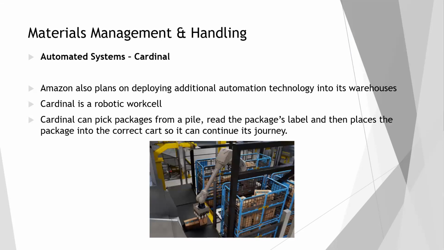Amazon also plans on deploying additional automation technology into its warehouses. Cardinal is a robotic work cell that they're working on right now. And you see I've got a picture of the prototype down here, and the Cardinal can pick packages from a pile. It can read the package's label and then places the package in the correct location so it can continue on its journey within the warehouse, within the distribution center.